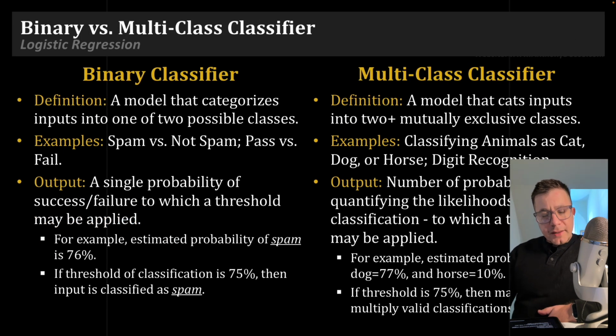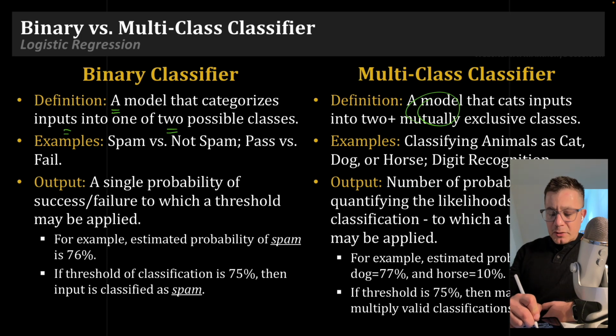Now, let's quickly review the concept of a binary classifier, which we had discussed previously, and then add on to that the concept of a multi-class classifier. Really, the difference is quite simple. Binary classifier, only 2 classifications, 2 categories. Multi-class classifier, more than 2. The definition of a binary classifier is a model or a process that categorizes inputs into one of 2 possible classes. And like I said, for the multi-class, we have more than 2. Examples of a binary classifier would be looking at your email and determining whether something is spam versus not spam.